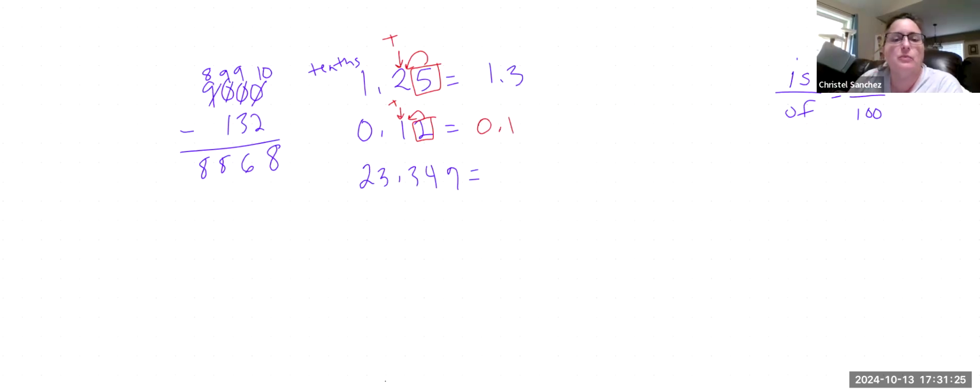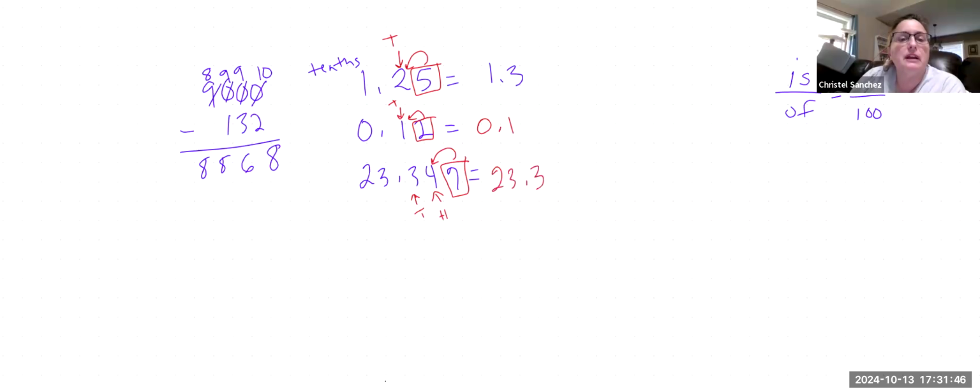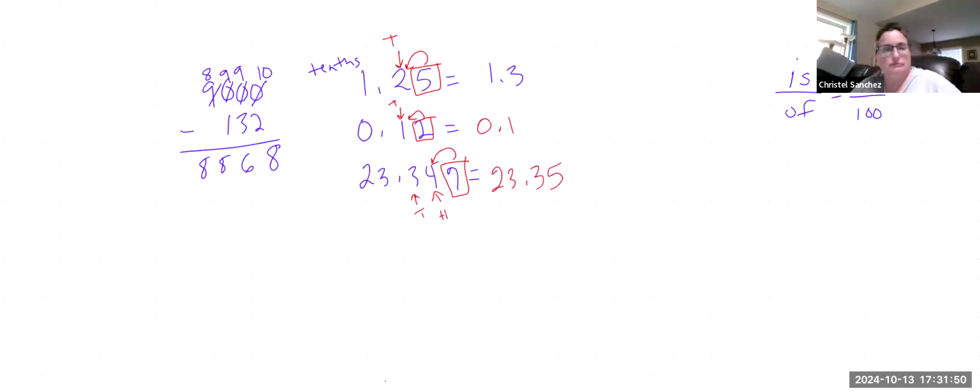Now on this one, let's go to the 100th place. What would my answer be? So where is my 100th place? I have my 10th place right here, and then my 100th place is going to be right next to it. So I need this number to see what I'm going to do with my 4. It's above 5, so what are we going to do? 23.35. Okay. So you will have several rounding questions on there too.